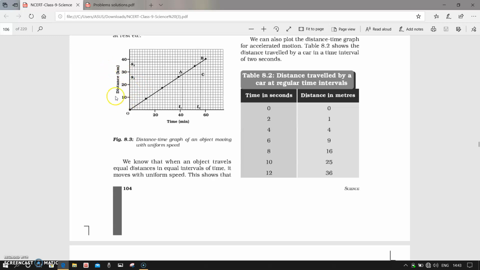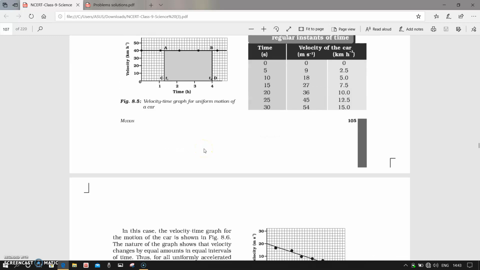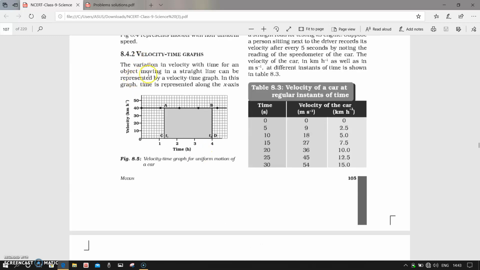So in a distance time graph, if the graph is parallel to the time axis, that means the body is at rest. But in the case of the velocity time graph, the numbers on the y-axis give us the velocity. So this is 40 kilometers per hour. That means the body is constantly at 40 kilometers per hour for some time, like in hours 1, 2, 3, 4. So for 4 hours the body is in constant velocity, right?